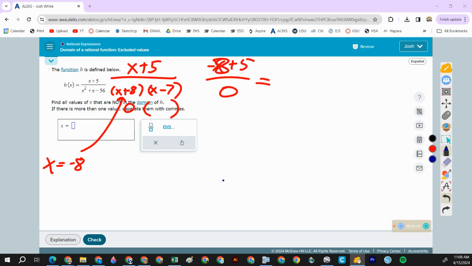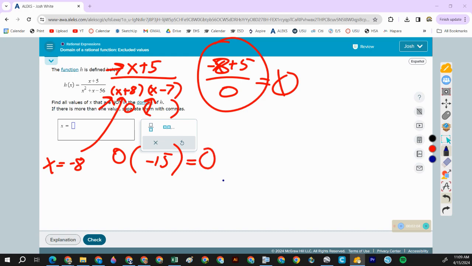I just plugged in negative 8. So if I stick a negative 8 in there and there and there, then I end up with this, which is undefined. And the reason it's undefined is because it's infinity. And you'll see that here in just a little bit. Because this is 0 times negative 15, which is 0. So the 0 breaks the bottom, or the negative 8 breaks the bottom. Okay, so x is not allowed to be negative 8.